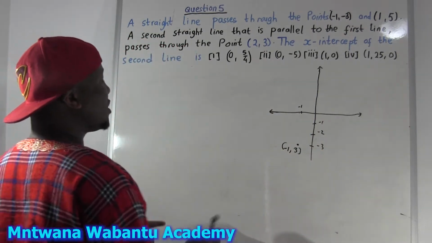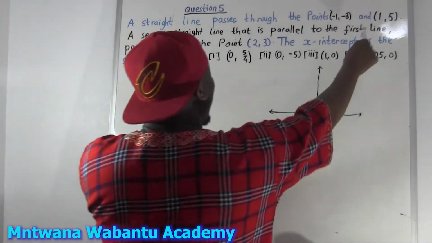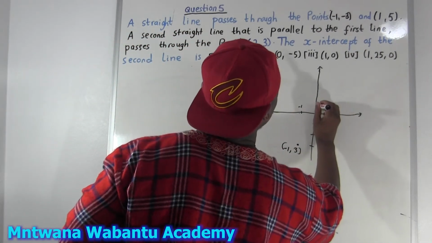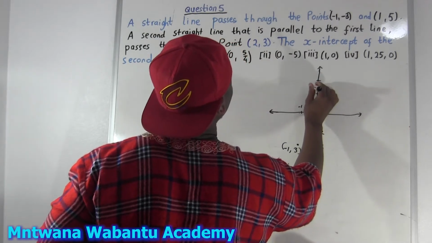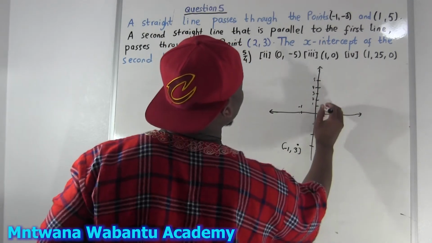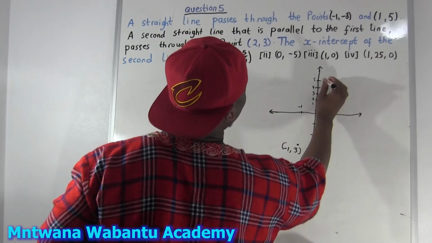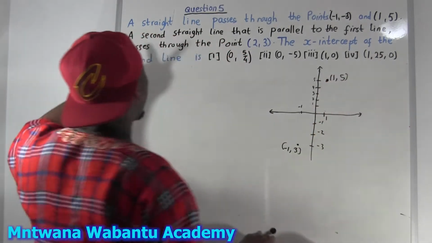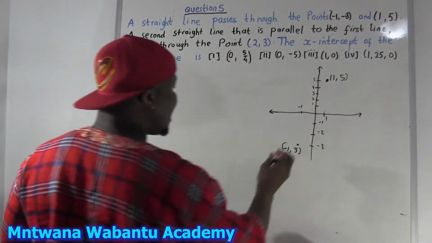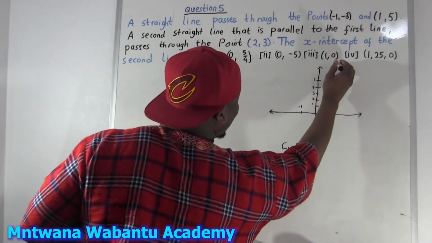It passes through (-1, -3), and also through (1, 5). So 1, 2, 3, 4, 5. This is 1, 2, 3, 4, 5. So (1, 5) is like 1 and 5. They're going to meet up here. So this is another point, which is (1, 5). They say the straight line passes through those 2 points, which means this straight line passes here.